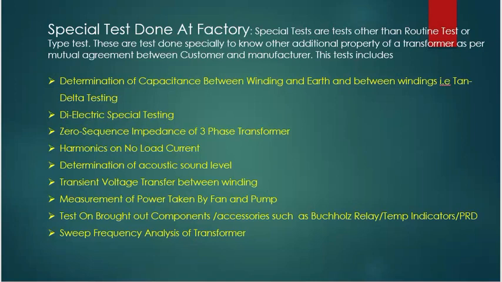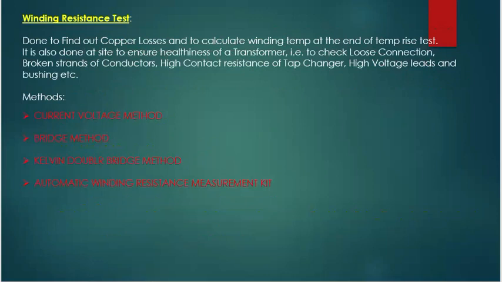First, I will describe the winding resistance measurement test. The winding resistance test of a transformer is a type test as well as a routine test. In the factory, this test is carried out to calculate the I squared R loss of the transformer. It also helps in calculating the winding temperature at the end of the temperature rise test of the transformer. In field testing, this test is also performed as a benchmark test to assess possible damage. It is done at site in order to check for abnormalities due to loose connections, broken strands of conductor, and high contact resistance in tap changers, high voltage leads and bushings.